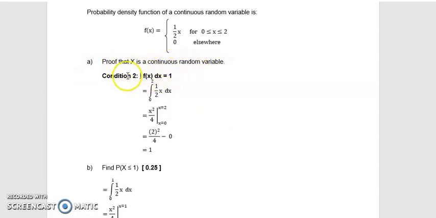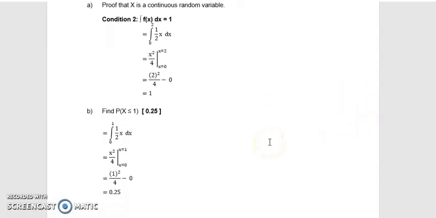So how to prove means that we refer to the second condition. Okay, so if we integrate this function, if it equals to 1, then we can say that it is a probability density function. But if you integrate, you get more than 1, or you get negative, then we cannot say that this function can serve as a probability density function, because the value is beyond the limit of 0 to 1. Okay, question B.